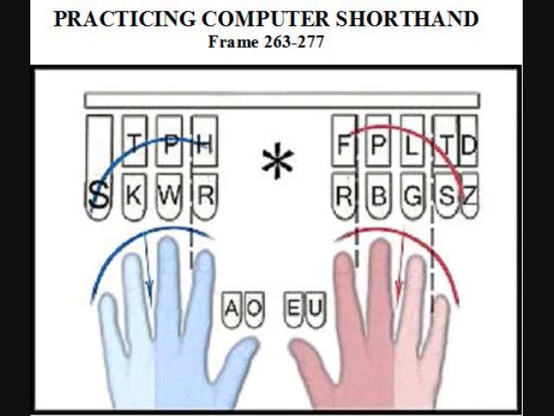Okay, frame 267 is the apostrophe D contraction. I'd, you'd, he'd, she'd, it'd, we'd, they'd, there'd.